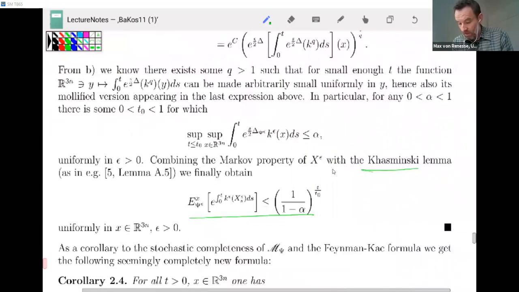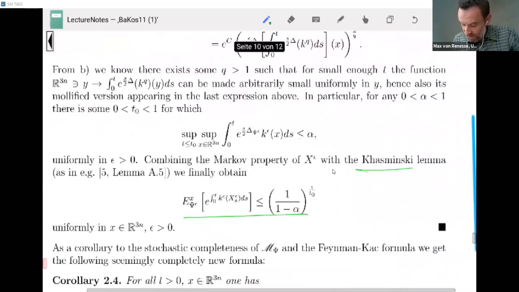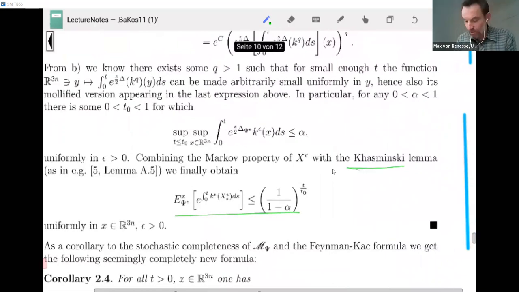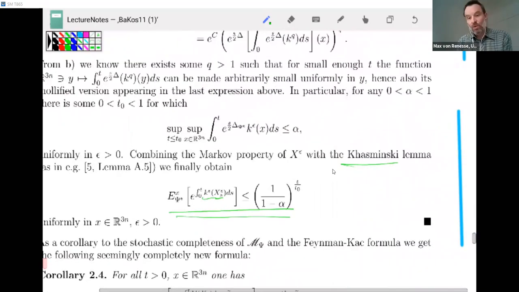Whenever you have a function here which is in this Kato class, when k epsilon is a Kato class function, then you have an estimate of this type due to this Khasminskii lemma, which gives bounds for the exponential of such properties.